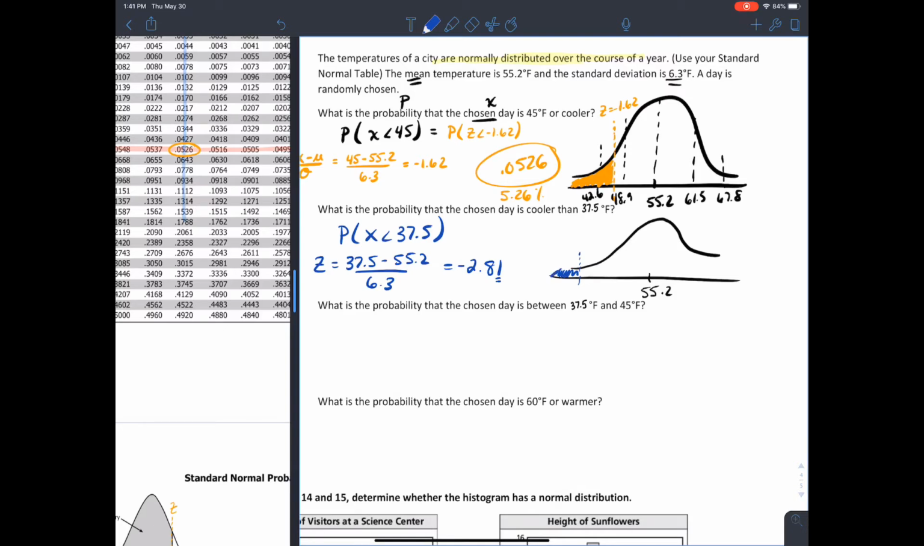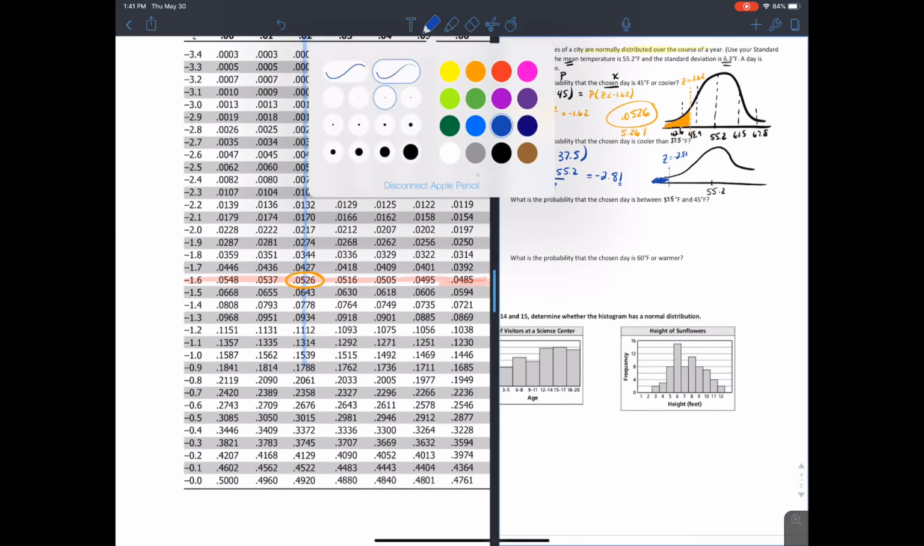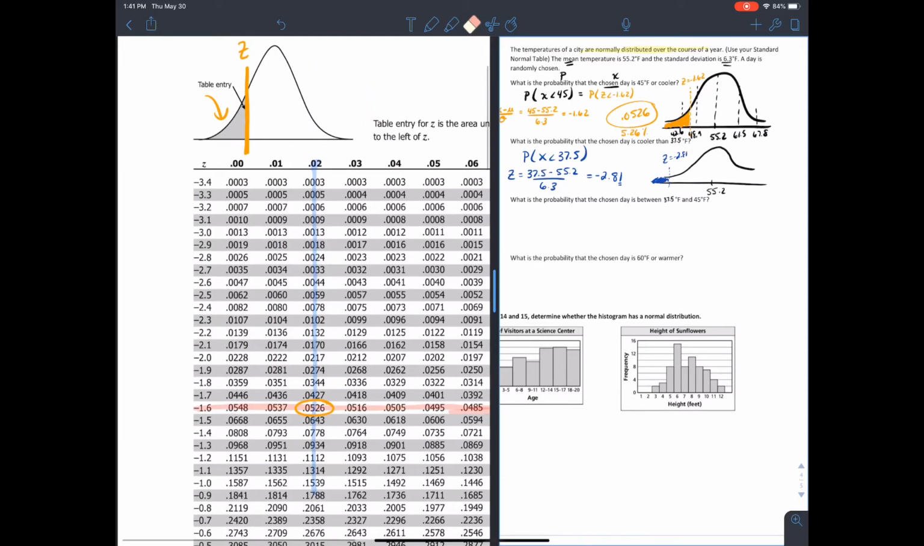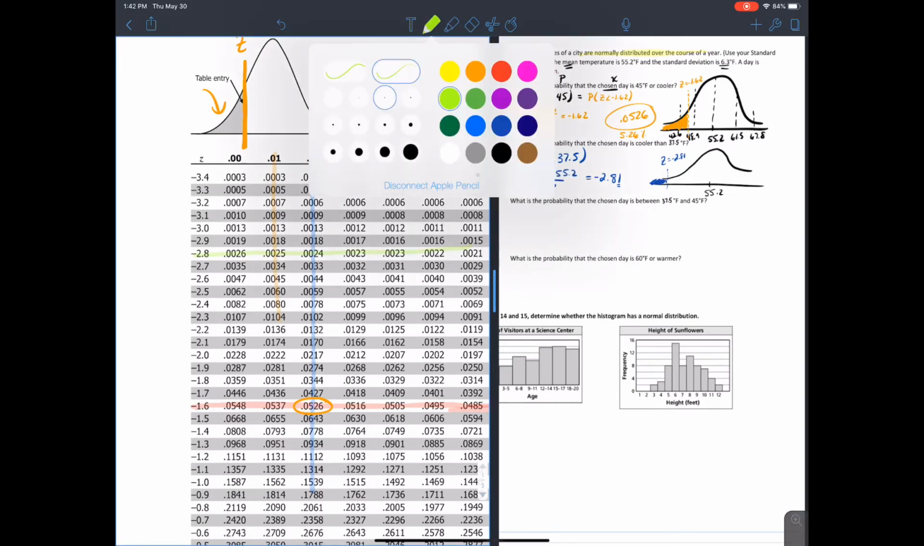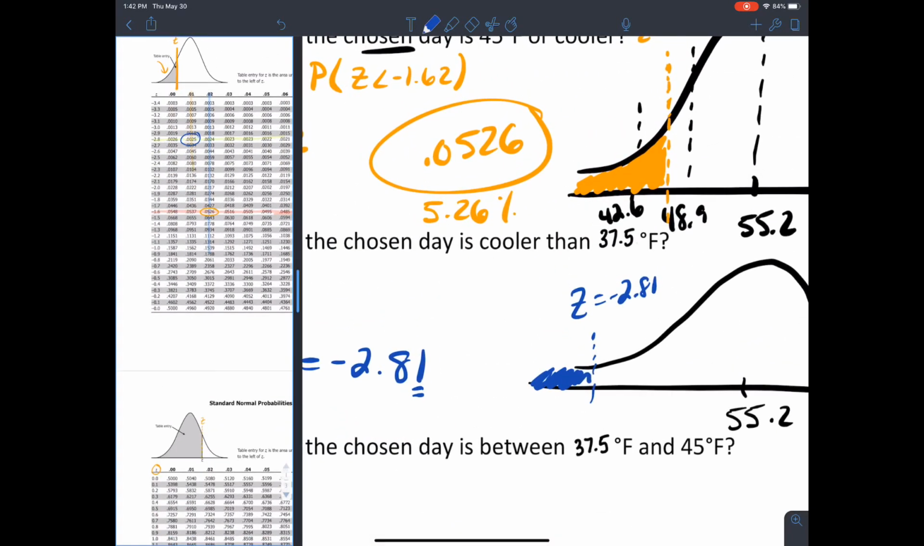So how do I find the area that's in that teeny little tail? If this is the z-score of negative 2.81, I go to my reference again and find the z-score that starts with negative 2.8. Here's negative 2.8. Then the last digit is supposed to be a 1. So where does the 2.8 row intersect with the column for 0.01? The place where they intersect is right here. So what is the area in that tail? That's the answer to our question.